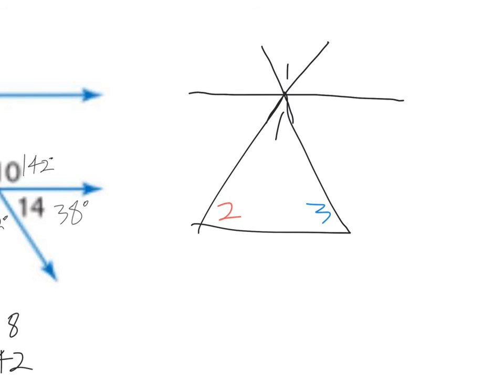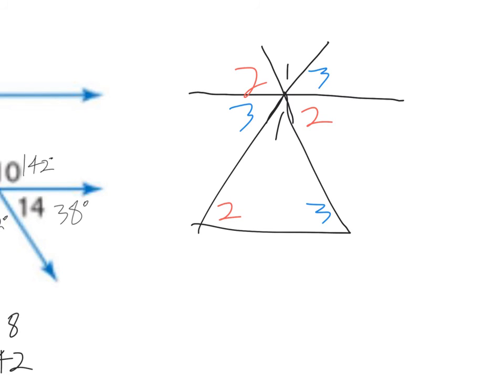Angle 2 can reflect right over here to the one next to 1, and angle 3 can reflect over there. That would make them alternate interior angles. Then because they're also vertical angles, angle 3 would be here and angle 2 would be there, by the one to the left of it. Ultimately, the sum of all the angles in a triangle adds up to 180 degrees.